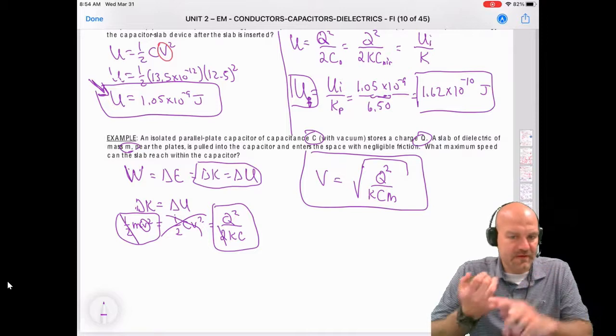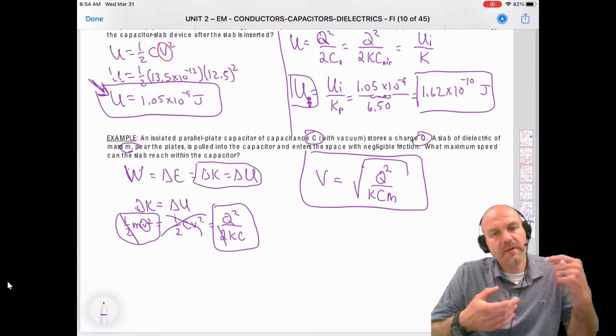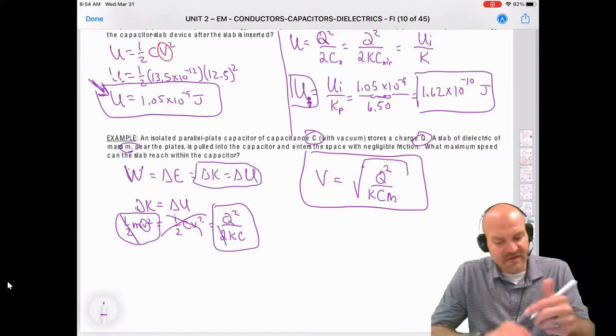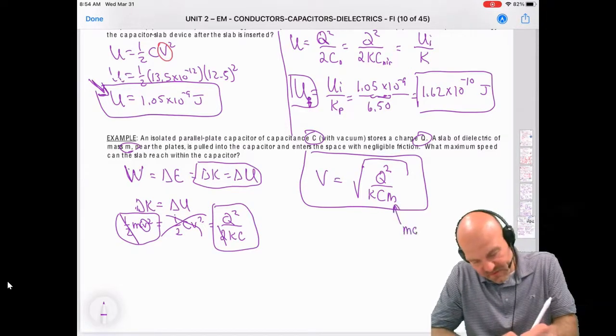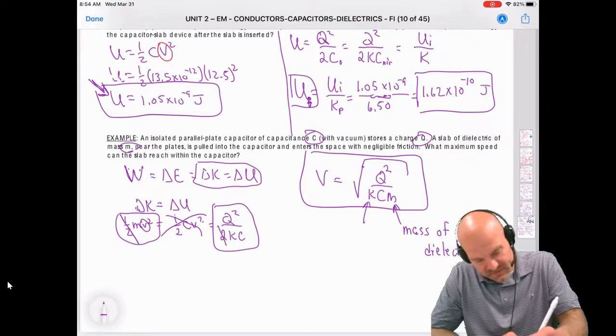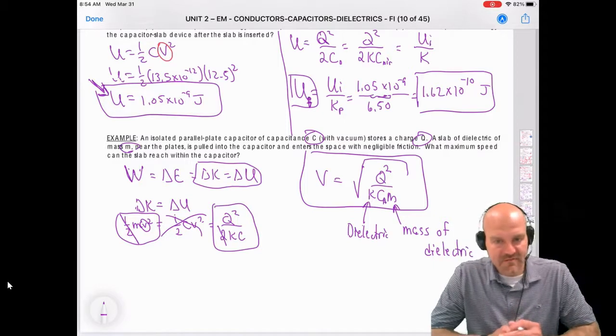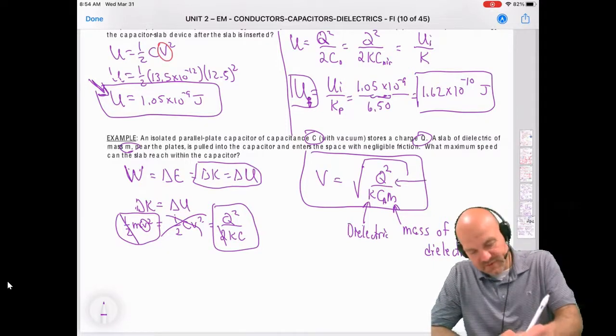If I know how much charge there is, I know what the kappa is, I know what the capacitor is, and I know what the mass is. This is the mass of the dielectric, this is the kappa of the dielectric, this will be the capacitance in air, and this is the amount of charge.